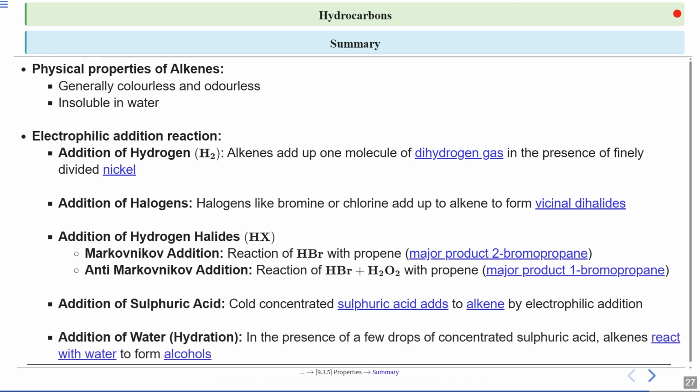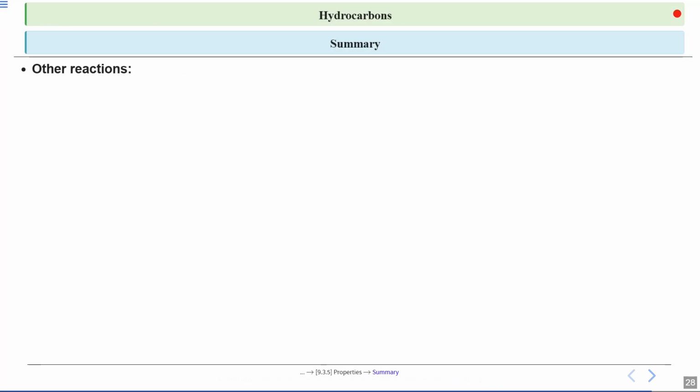Last is your hydration. So in this process, a few drops of concentrated sulfuric acid help in the catalysis of the addition of water onto the double bond to form alcohol. This also follows the Markovnikov process.